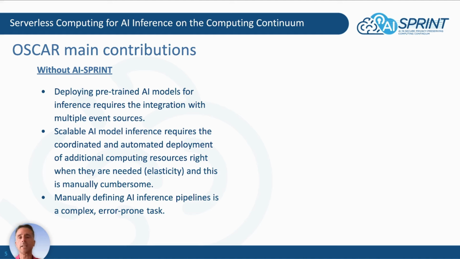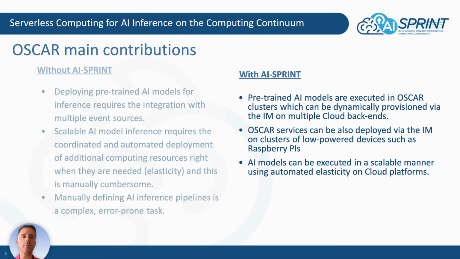And this is elasticity. So this means that you need to add additional virtual machines when they are required or additional pods within a Kubernetes cluster in order to cope with increased resource demands during the AI inference phase. And this is typically a complex procedure. Also, manually defining AI inference pipelines is a complex and error-prone task.